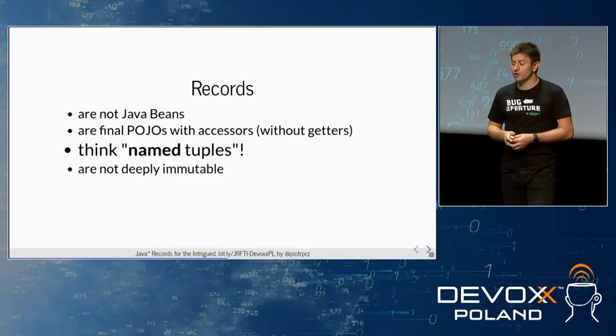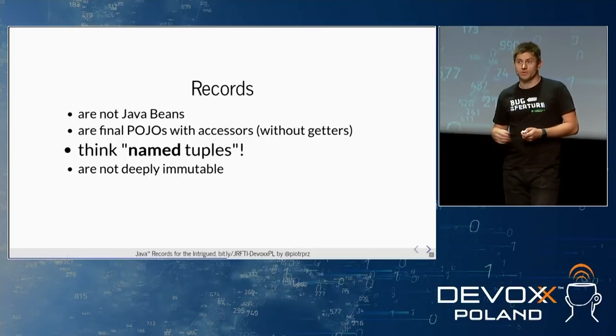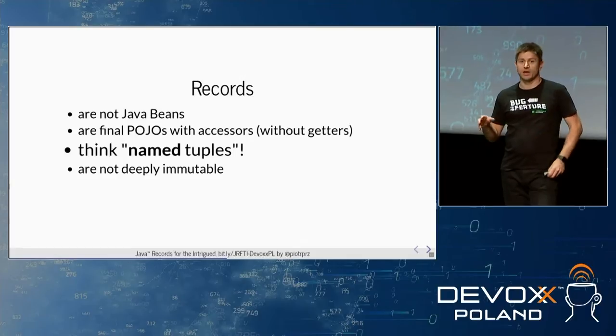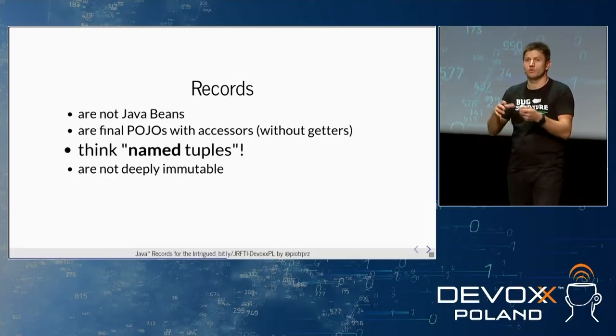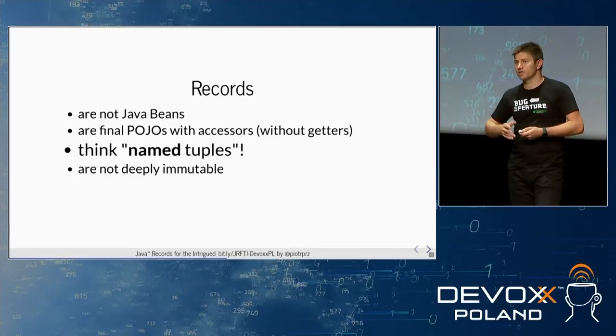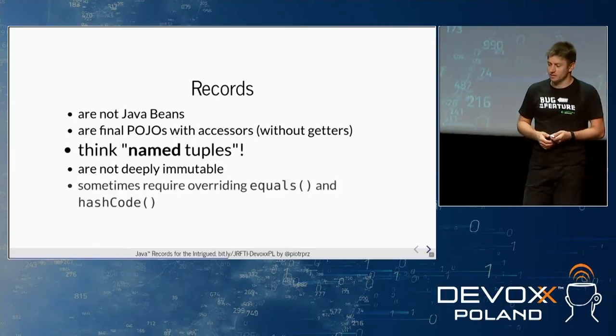And they are not deeply immutable. So it's not working like, I don't know, const in C++ or something like this, where we can protect some area in memory so that it won't be mutable in any way. It's not going to happen. So the field becomes final, right? But if it's mutable, you can mutate it. So this is how it works.